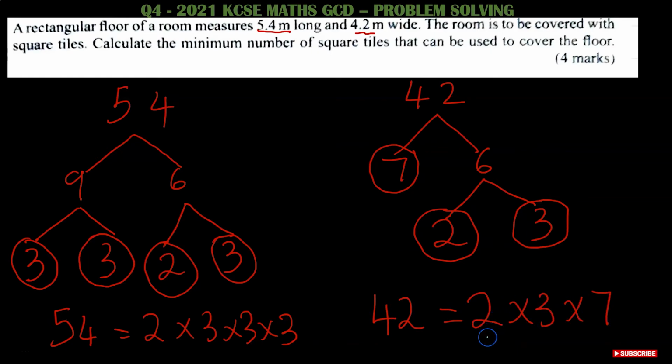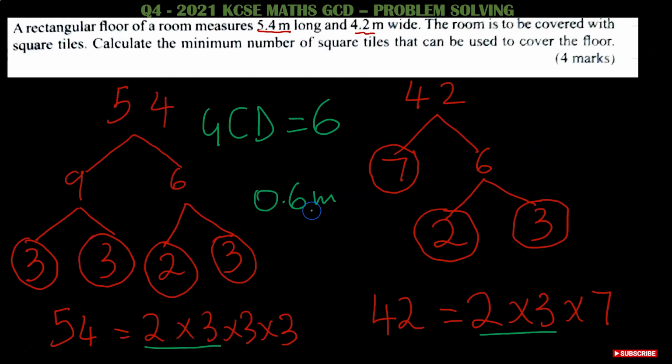So now you can clearly see the only common numbers are 2 and 3. So your greatest common divisor is going to be 6. Right, so we are talking about measurements here. If it is 6, that means 6 meters. Is that realistic? No, because our measurements are only 5.4 meters and 4.2 meters. We can't even have one square tile if we use 6 meters. So that means this needs to be 0.6 meters. So our greatest common divisor is 0.6.